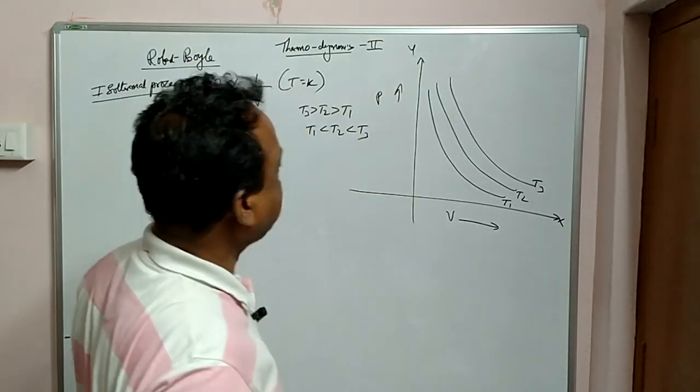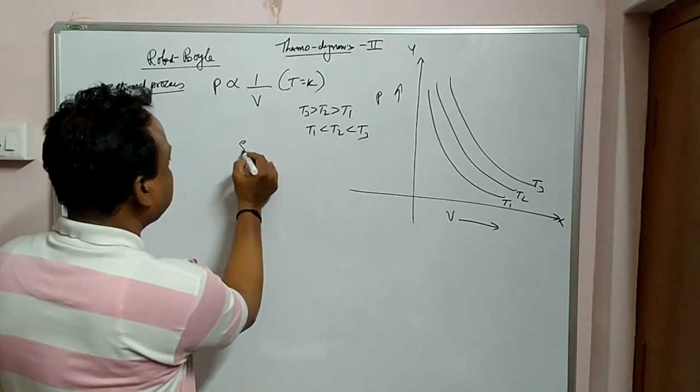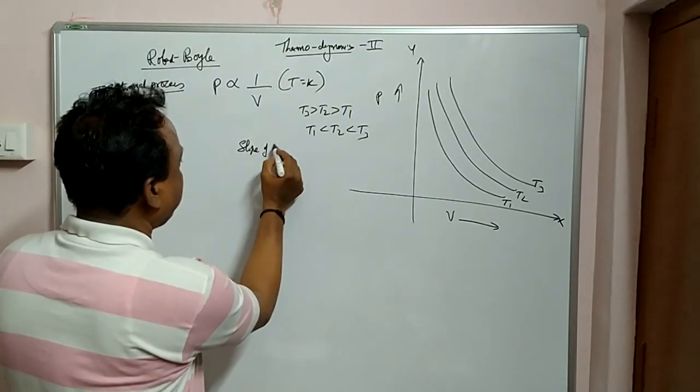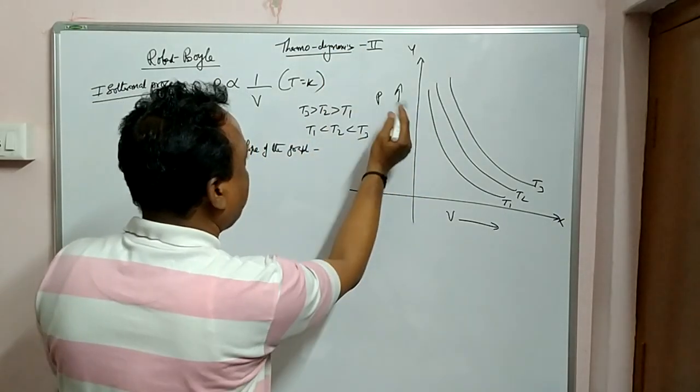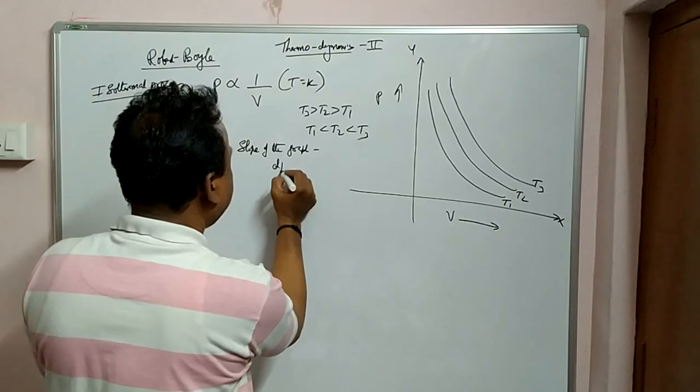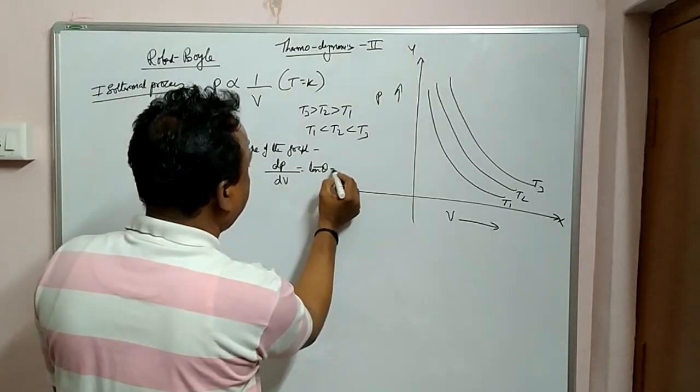In this graph you observe the slope is negative. What is the slope of the graph? It is decreasing. So what is slope? Opposite by adjacent, that is dP by dV. dP by dV is the slope, tan theta, m.